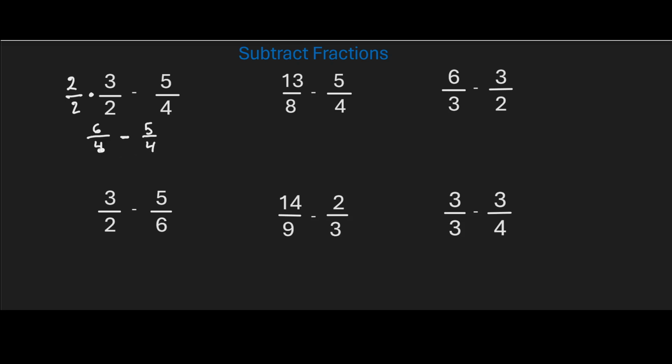Can you see that we have the same denominator? Only when you have the same denominator can you add or subtract. In this case, we're going to be subtracting. So 6 minus 5, you're going to get 1. And nothing will happen to the denominator. The denominator is going to be 4, so we're just going to write it. Nothing will happen to it. So the answer should be 1/4.